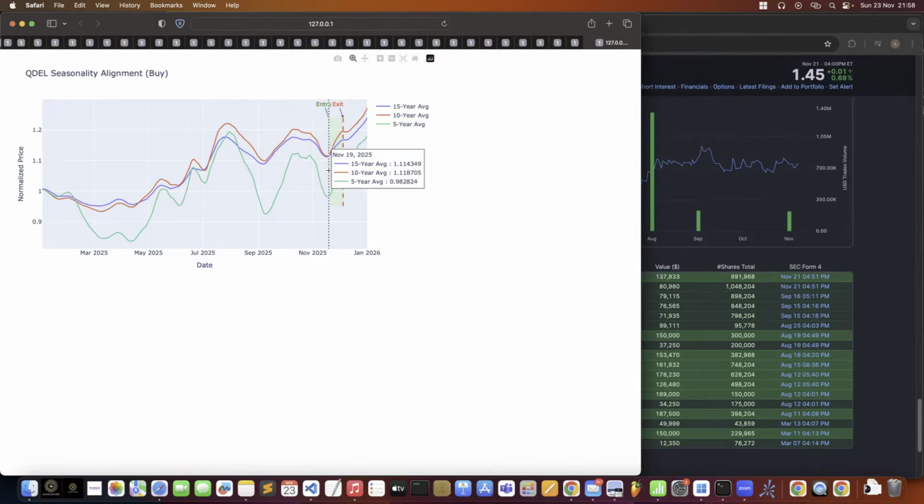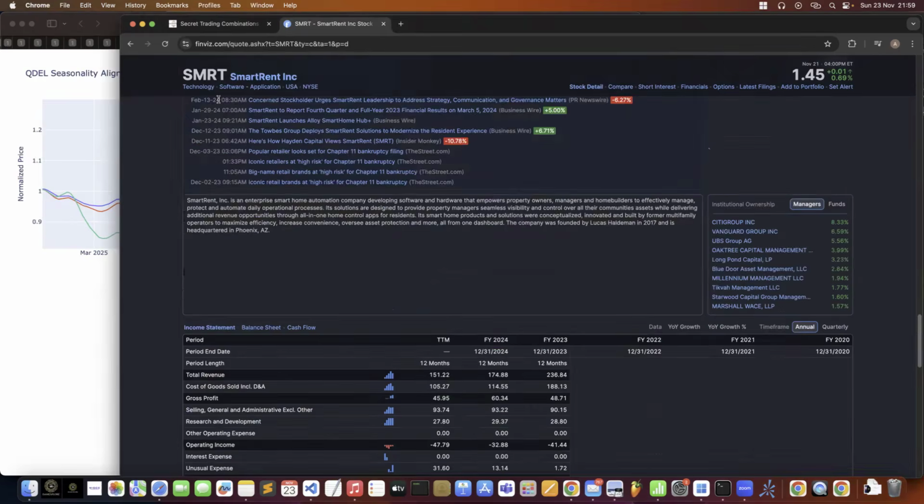So if we look at the 19th, right? So 19th, go up. 19th, QVL.